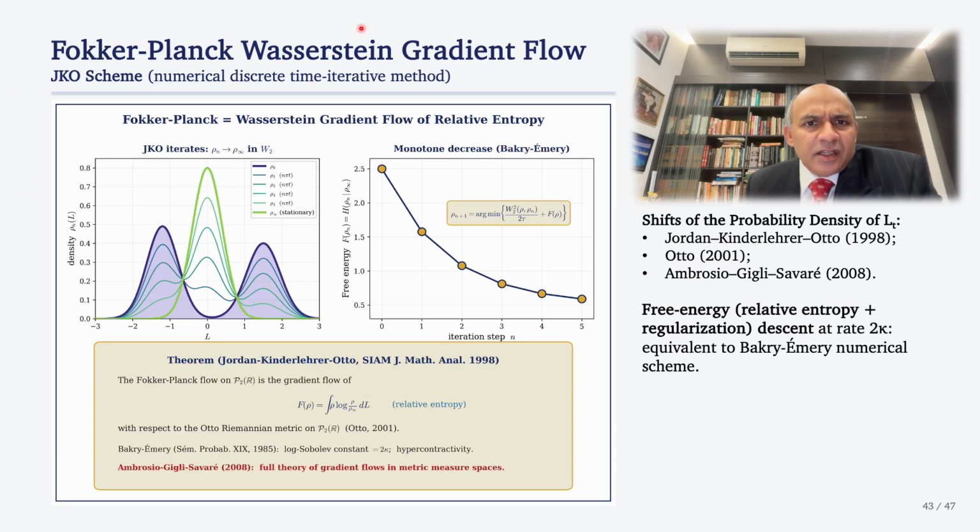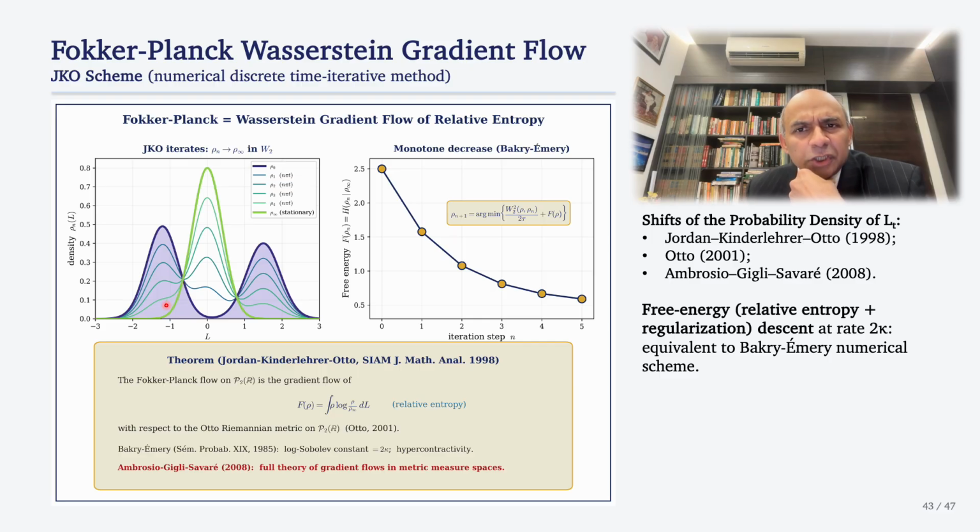The Fokker-Planck equation is a gradient descent. The distribution is always rolling down on a free energy landscape where the energy is relative entropy and the geometry is Wasserstein. The JKO theorem, the Jordan-Kinderlehrer-Otto theorem 1998, makes this precise. The Fokker-Planck flow is the gradient flow of relative entropy with respect to Otto's Riemannian metric on the space of probability measures. The left panel here shows the JKO scheme in action.